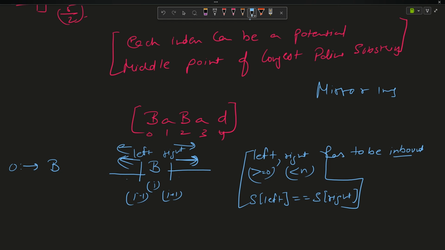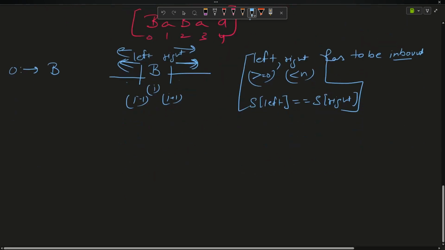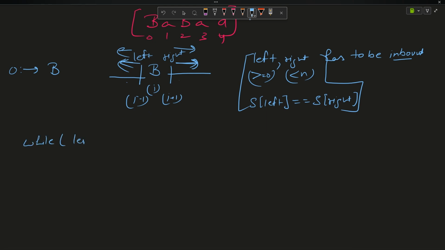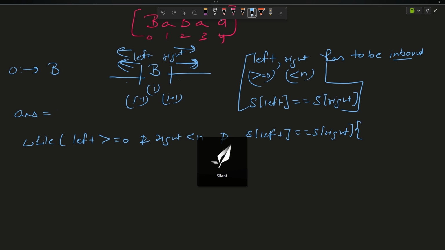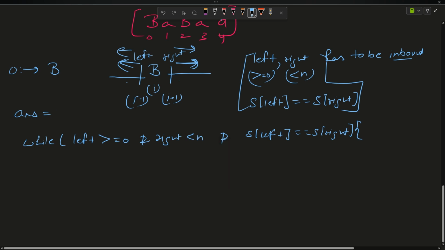I am trying to use a loop, so my loop will look something like this. While my left is greater than or equal to 0 and my right is less than n and s of left is equal to s of right, that means this part is a palindromic substring. I will keep an answer as 0 first, and then this is my length.